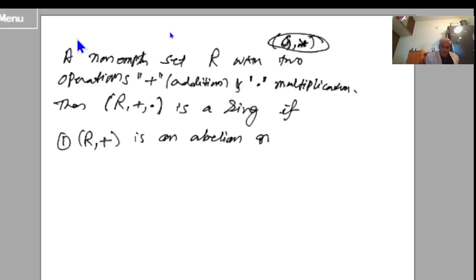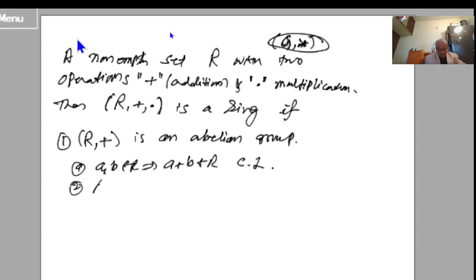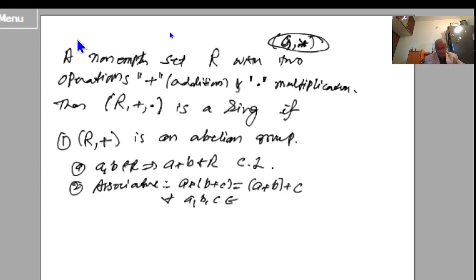This must be an abelian group. Here, all the 5 axioms are satisfied in R with respect to addition. That is the closure law: A, B belong to R implies that A plus B also belongs to R. So this is our closure law. Second one, associative law must be satisfied. So that is here: A plus (B plus C) is equal to (A plus B) plus C. This is true for all A, B, C belong to R.